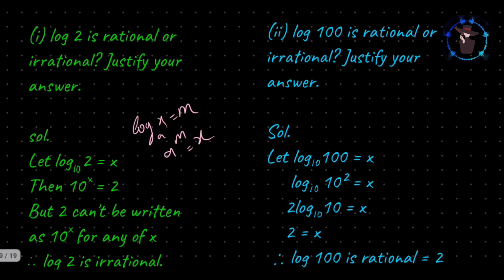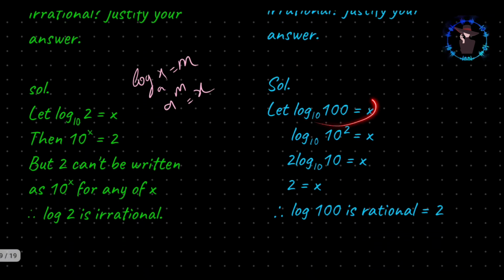We have a similar question. Is log 100 rational or irrational? Justify your answer. Let log 100 to the base 10 equal x. Now 100 can be written as 10 square. Let's bring this 2 here: 2 log 10 to the base 10 equals x. Now we have the same base and argument. We know log a with the base a equals 1. Similarly, we have log 10 to the base 10 equals 1. 2 into 1 is 2. The value of x is 2. That is, log 100 is rational, which equals 2.